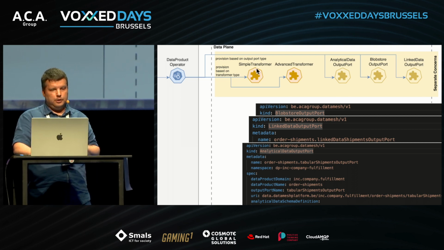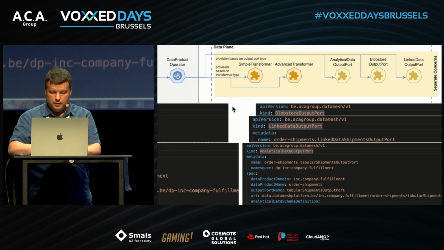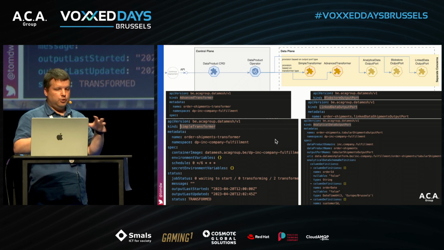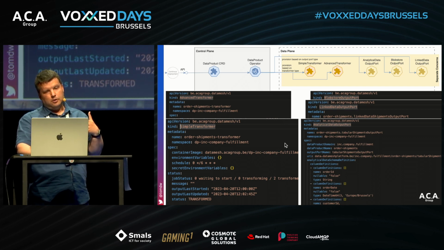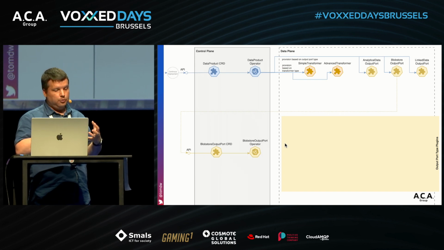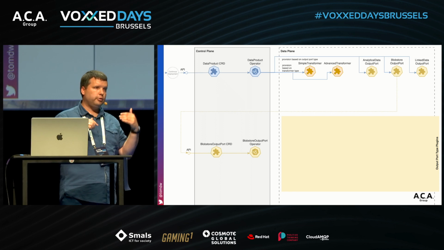Same thing is for the transformation. So we could have, for example, two types, a simple and an advanced one. And also for that, the resources that are needed for that are created. And then the platform takes over to have an operator for each of those sub-resources.